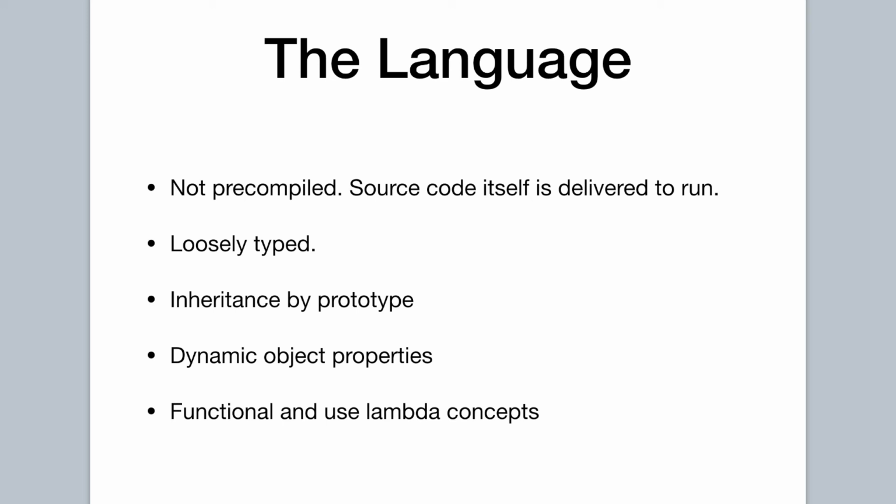Also importantly, JavaScript is functional. It uses lambda concepts as a language. Basically, you can assign functions as attributes of objects and pass them as parameters as well. This will allow concepts like function currying, which can be used very efficiently when programming.